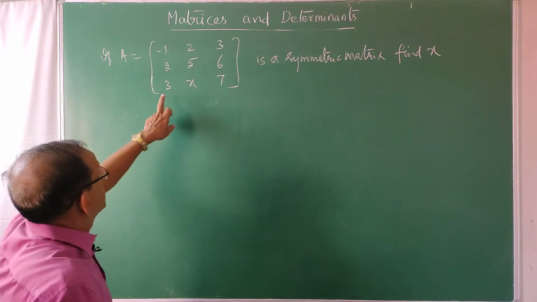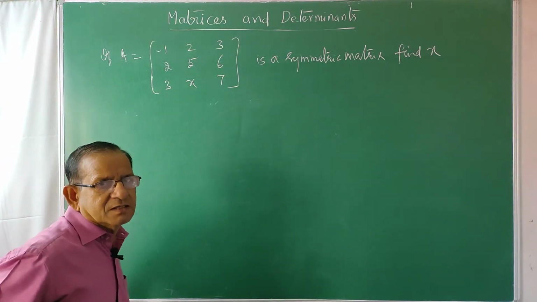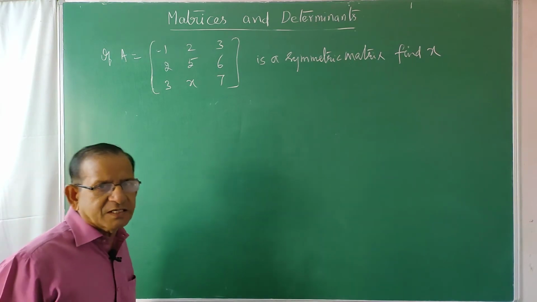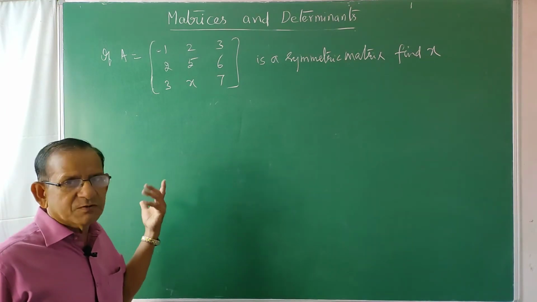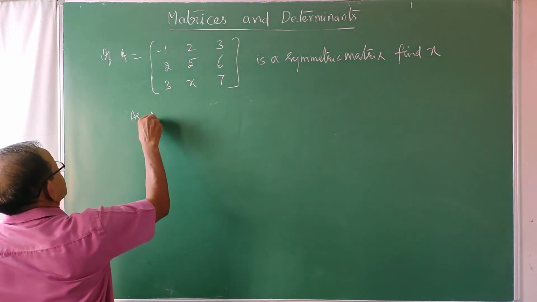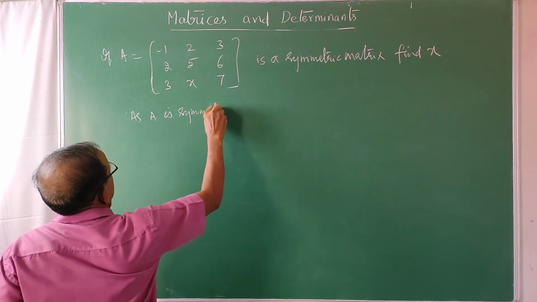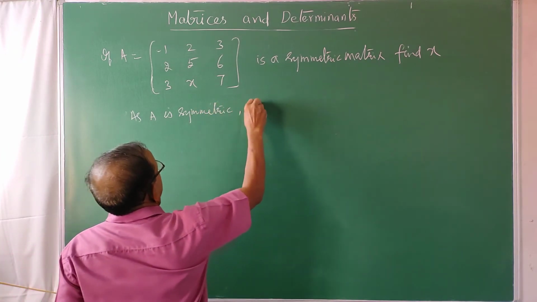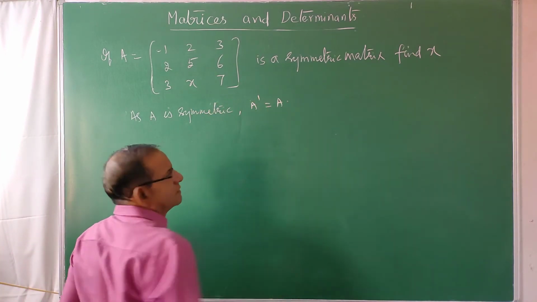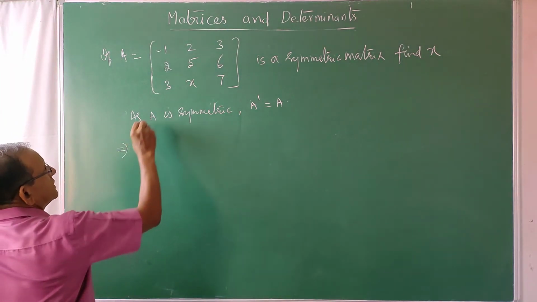Now, a matrix A is given and it is also given that it is a symmetric matrix. What is the meaning of symmetric matrix? If you take the transpose, you will get the same matrix. As A is symmetric, A transpose is equal to A. Let us take this equation. That implies what is A transpose?